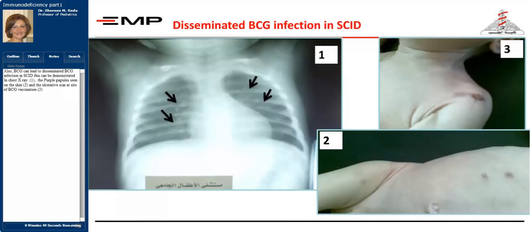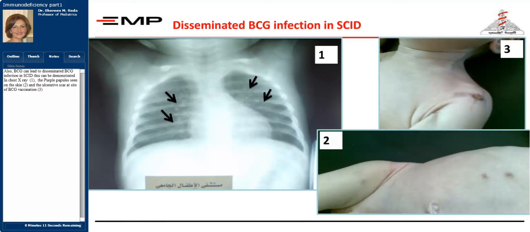It can have another stormy effect, the BCG, on patients with severe combined immune deficiency. Here we get the disseminated BCG infection. The dissemination occurs in the lungs. As you can see with the black arrows here, you can see the opacities all over the chest. It occurs in the skin as well. You get the red papules on the skin. And here, in photo number 3, you can get the ulcer at the site of inoculation of the BCG vaccine. These patients usually die due to the disseminated BCG infection, and they have the worst prognosis.